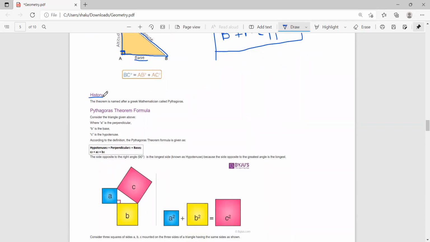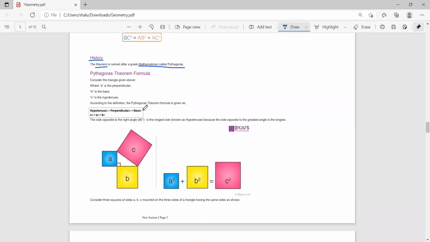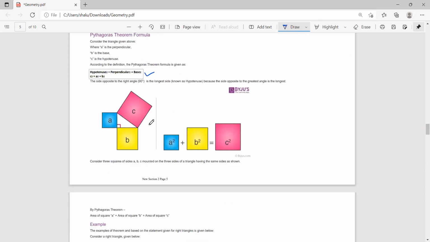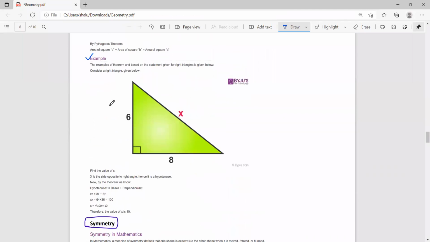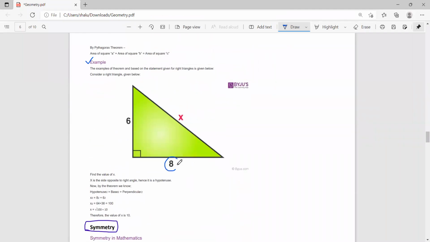So what was the history? Pythagoras, a Greek mathematician, named this theorem. I also told you the formula: hypotenuse square is equal to perpendicular square plus base square. Now let's see some examples. This is example number 1. Here we have base as 8, altitude as 6. What will be the hypotenuse? By the formula, x square will be equal to 6 square plus 8 square.